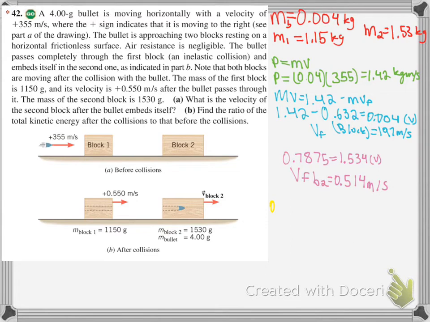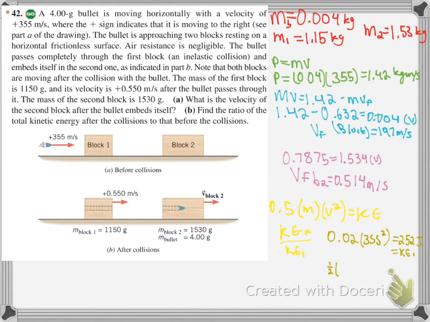Now we have to find the ratio of total kinetic energy before and after. So let's start solving. Kinetic energy is of course equal to 1/2 mass times velocity squared. So before is going to be 0.02 times 355 squared, and that's going to give us 252 joules. Okay, kinetic energy is in joules, and that is in the beginning, initial.